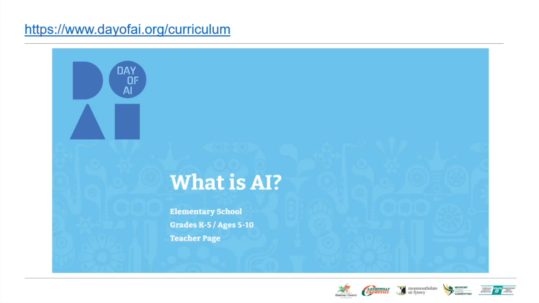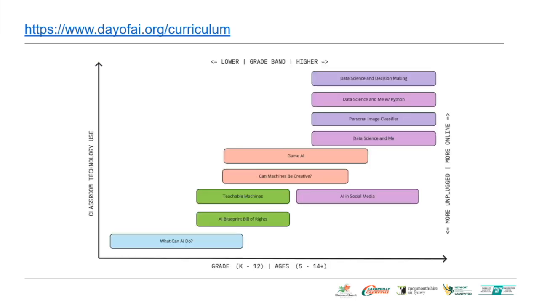The dayofai.org has a curriculum, again, very Americanized, that we might need to adapt for the UK and for Wales specifically, that goes all the way from what they call elementary through to the ages of 14. It's broken down into a number of different topics, from what AI can do, teaching them about teachable machines, AI and social media, gaming AI, all the way through to data science and decision making further on in school. Those resources are available via the link at the top there, but again, particularly useful in terms of being able to support you teaching about AI in the classroom.